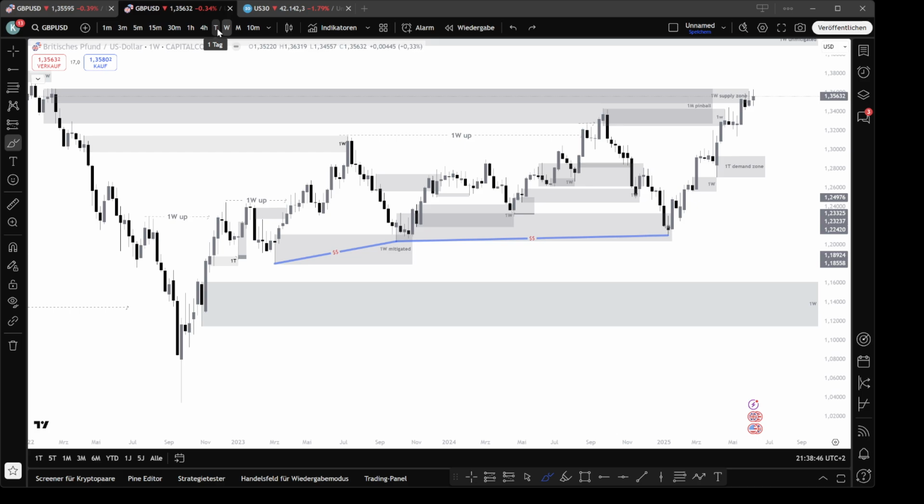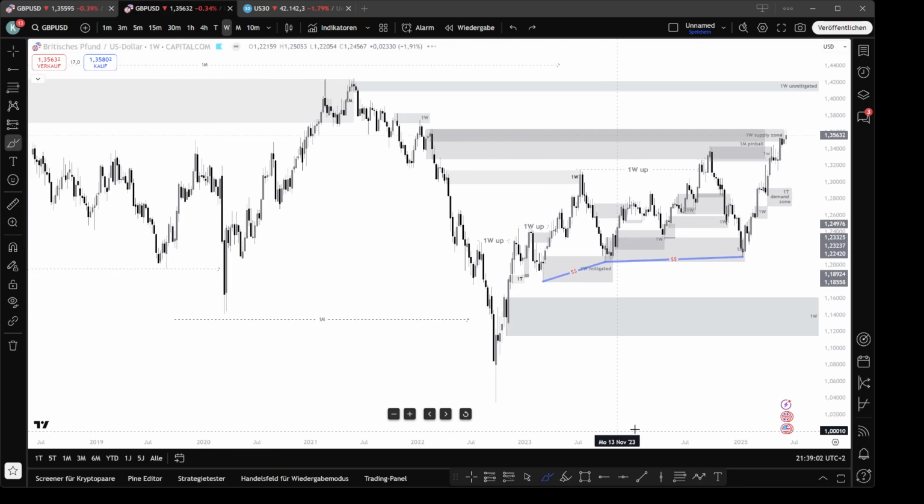I use the higher time frames for my market structure, and I use the lower time frame to spot entries. So basically, on the monthly time frame, I'm bearish. On the weekly time frame, I'm bearish. Why am I bearish on the weekly time frame?